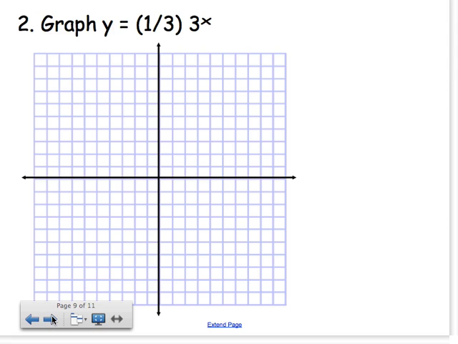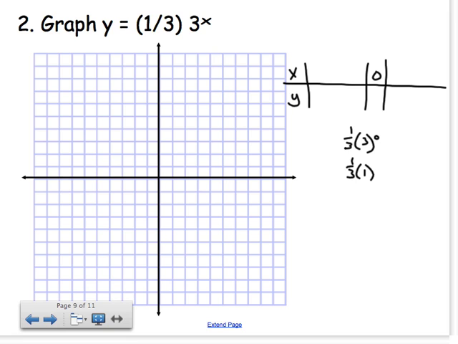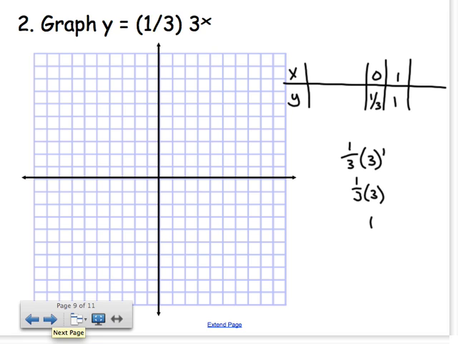So let's do a couple more and we'll call it a day. For example, what if I do y equals 1/3 times 3 to the x? Let's build myself a table. I'm going to be on the right side again. Let's see what happens. I'm going to plug in 0, just to get a starting point. I get 1/3 times 3 to the 0, which is 1/3 times 1, and that is 1/3. What if I plug in 1? Let's go further to the right. If I plug in 1, I get 1/3 times 3 to the first power, which is 1/3 times 3, and that is 1. And then let's keep going. Let's do 2.